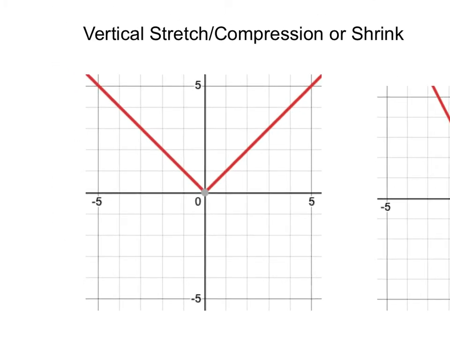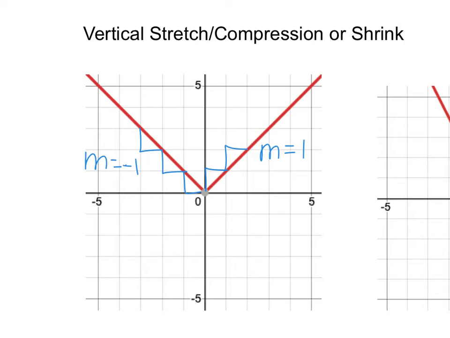So the vertex is at 0, 0. Okay, so it's not shifted at all. And then the slopes on the right side, that looks like it's positive 1, right? Up 1 over 1, up 1 over 1. On the left, the slope is negative 1, right? So this side, it's negative 1.